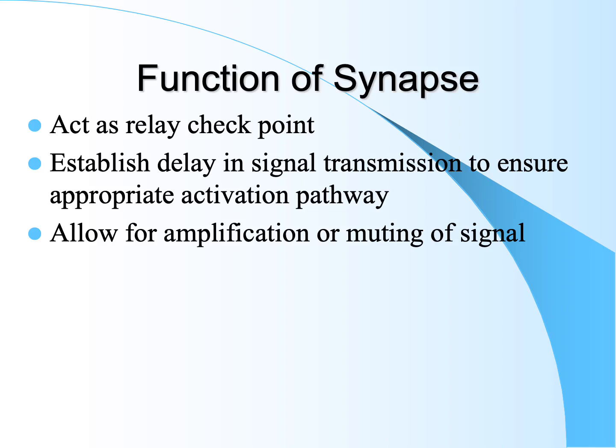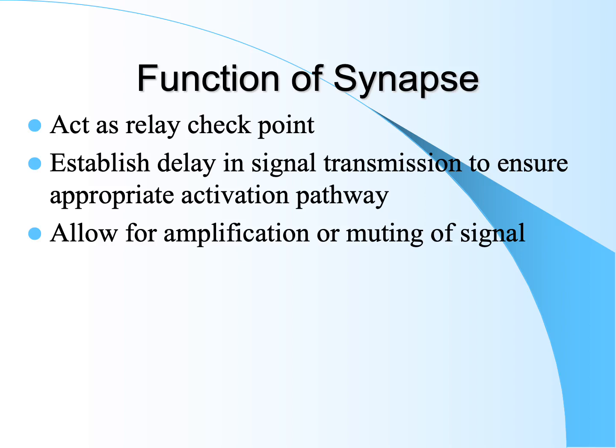In amplification, we get a larger signal coming out through the pathway than what went into the pathway, meaning that we're getting a longer action potential train coming about. In muting, what ends up happening is that we're not actually stopping the action potential train, but we're diminishing the total number of impulses being passed along.